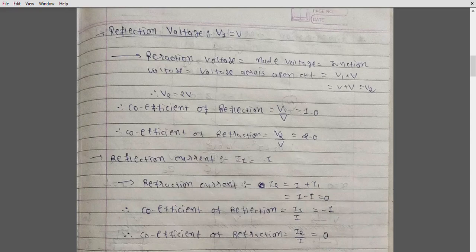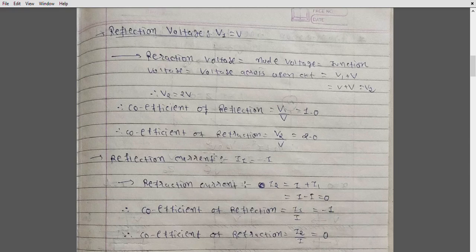Now if you want to find the coefficient of reflection and refraction, then simply divide by the incident voltage. V1 is our reflection voltage, so dividing V1 by V, V by V is 1. Now if you want to find the coefficient of refraction, then our refraction voltage V2 is divided by the incident voltage V. The refraction voltage is 2V divided by V, which is 2.